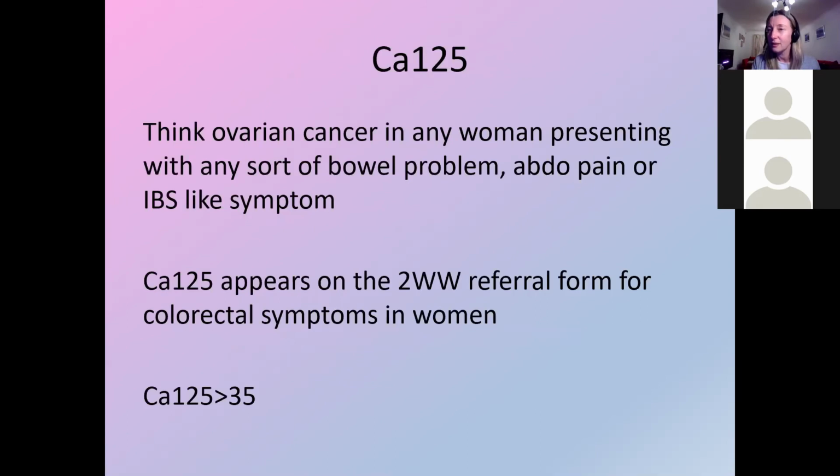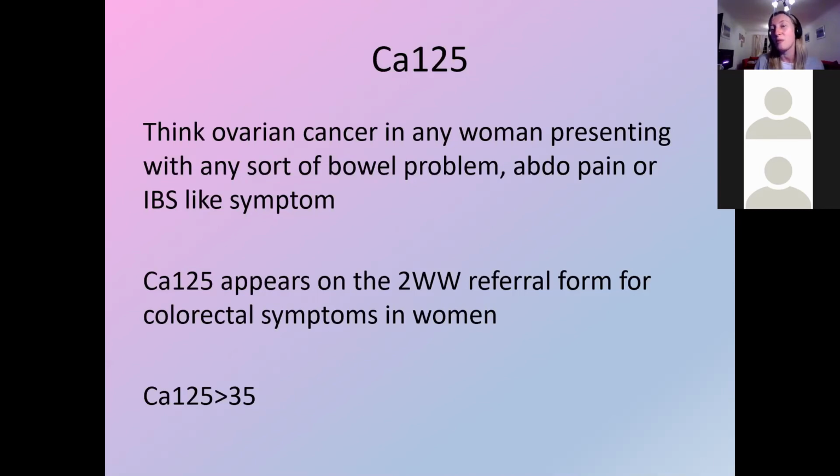Okay. So I thought we'll talk about CA125. So it's our tumour marker looking for ovarian cancers. So we should be thinking about ovarian cancer in women that present with any sort of bowel-like symptom. So that can be bloating, abdominal pains, pelvic pains, change in bowel habit, weight loss, and you can start adding other things in. NICE asks us to consider it in women with fatigue.